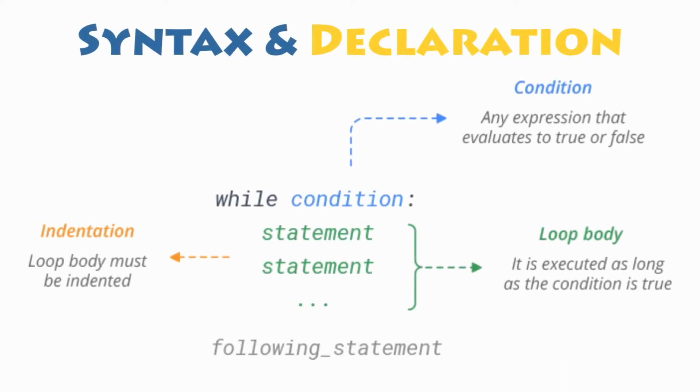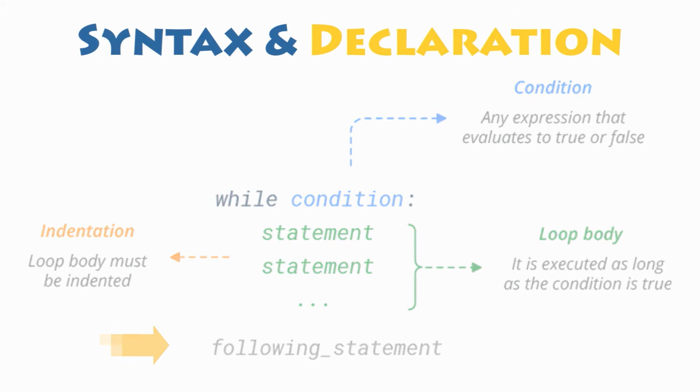While condition. Statement 1. Statement 2. Etc. Here is a simple declaration of while loop. First, execution starts and checks whether the condition is true. When the condition is true, it enters the while loop, and executes the indented statements inside the while loop. After one iteration, the condition is checked again. And this process continues until the condition evaluates to false. As soon as the condition is false, its execution skips the while loop, and moves to the next following statements in the program.